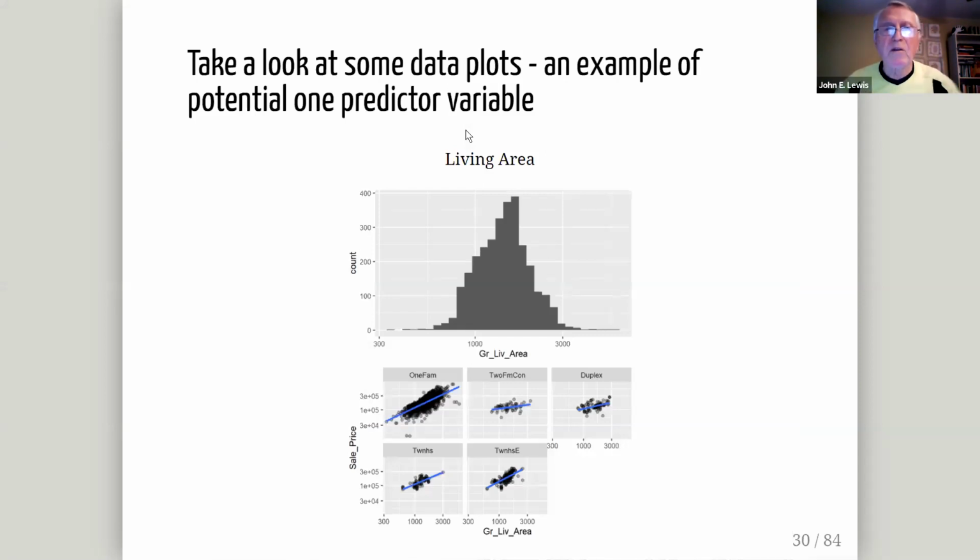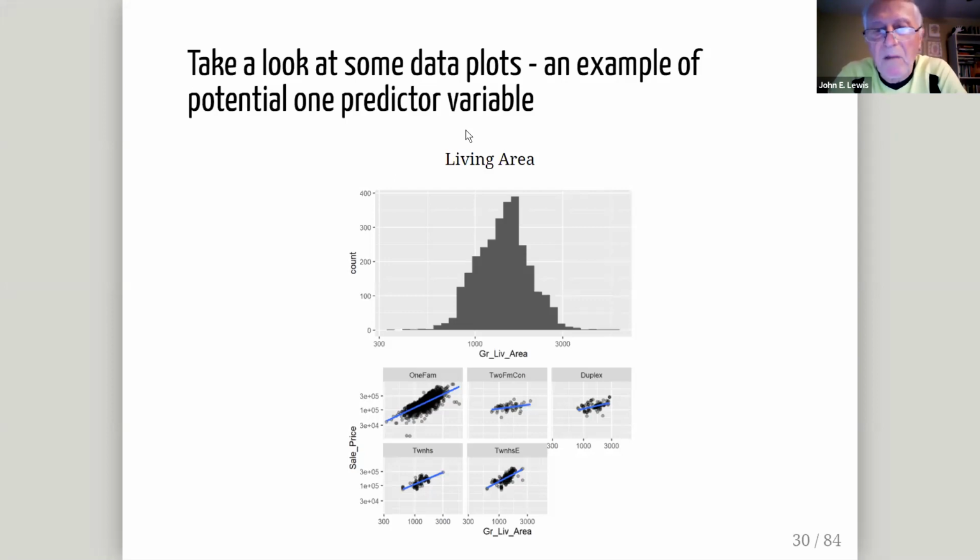So we can take a look at some of the data predictor variables that we have with these data plots. The first one I just picked out is the living area. This is in square feet, thousands of square feet. And so you can see the kind of distribution. We have to look at these kinds of things before we engage in the actual model development. We have to do some exploratory data analysis on the information in the data set.